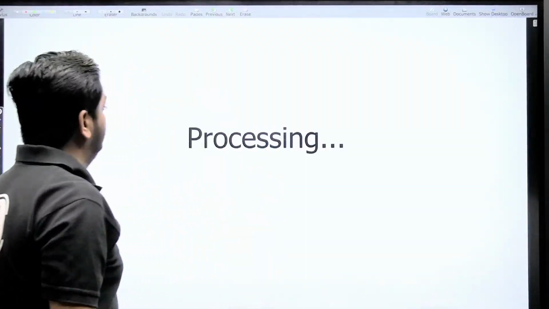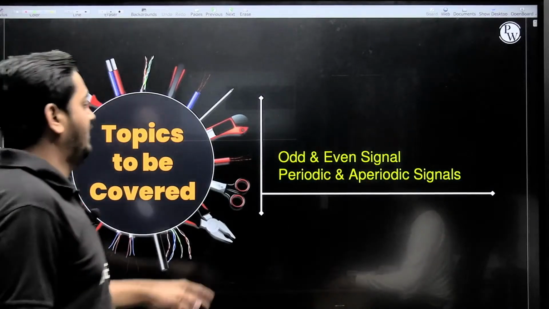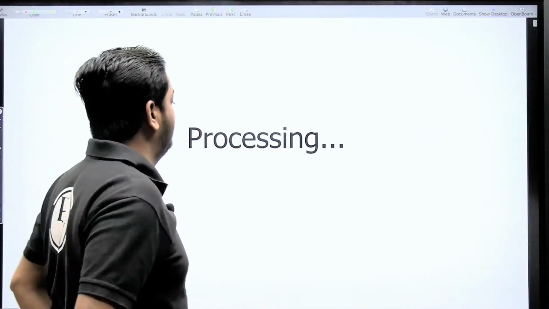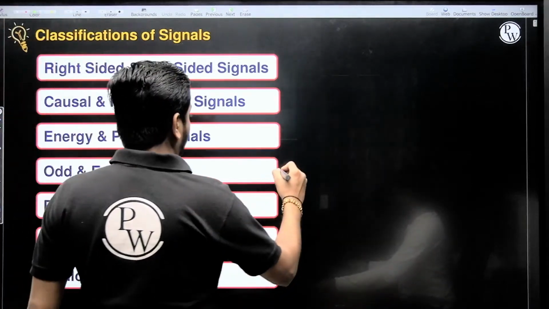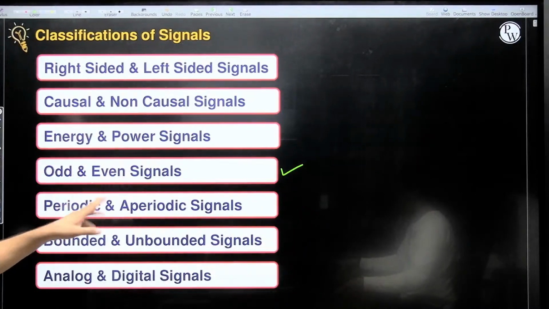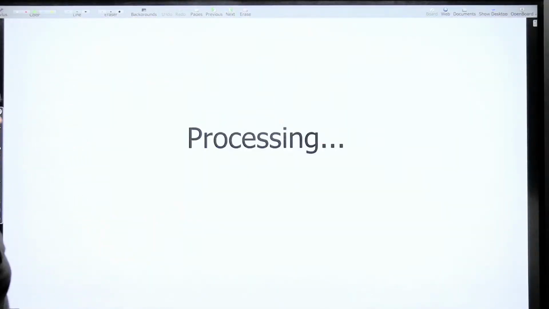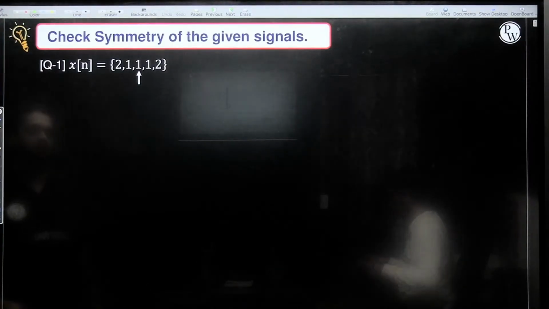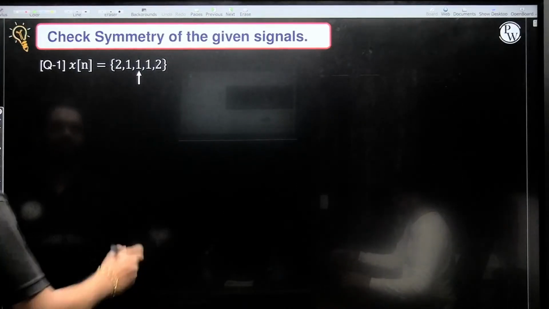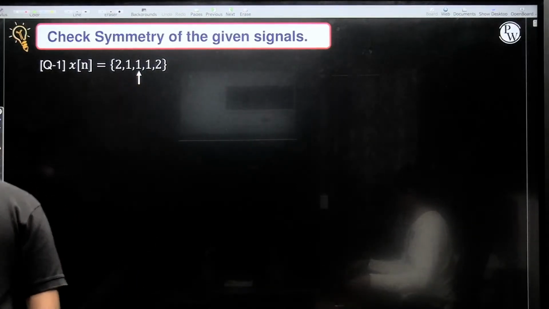Now we will see questions in discrete time for odd and even signals. We are studying odd and even signal classification. Now check the symmetry of the given signal. x of n is given as 2, 1, 1, 1.